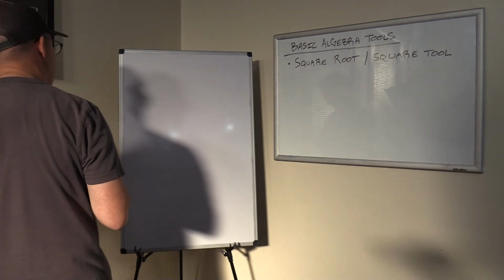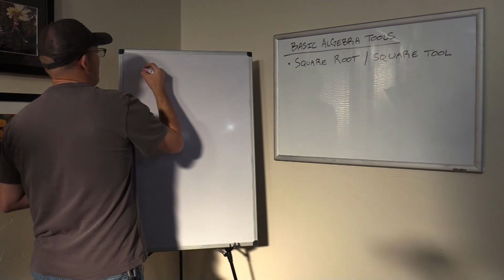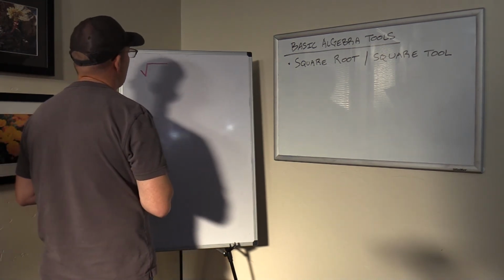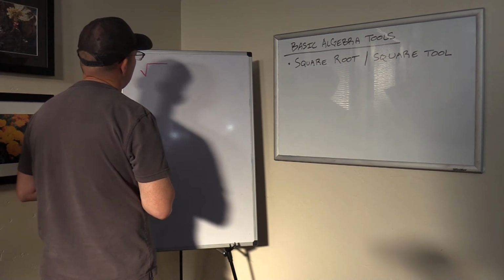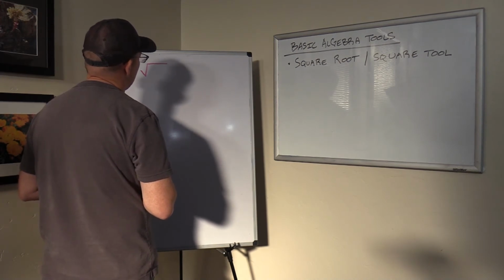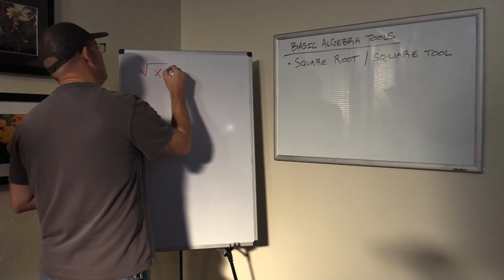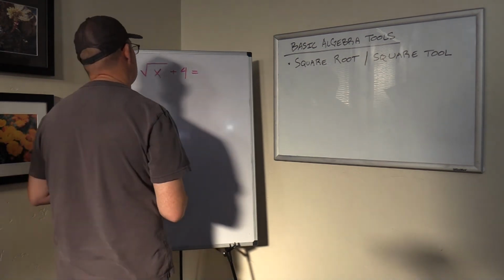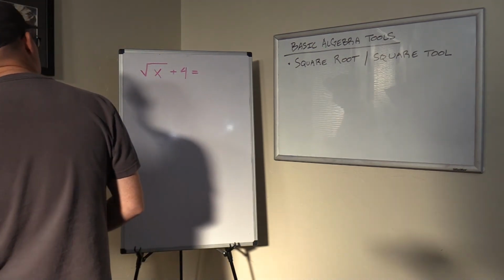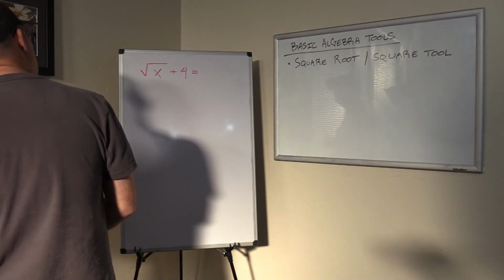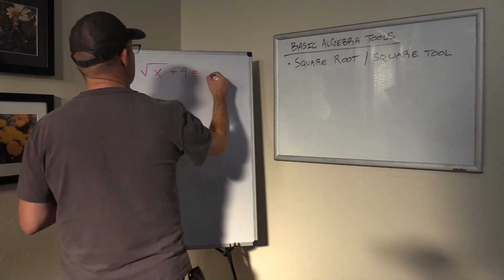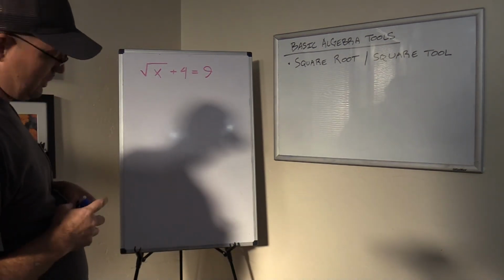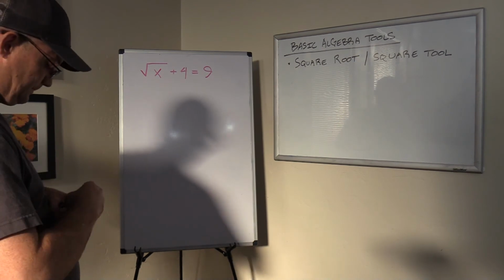Okay, so we're going to have the square root of x plus 4 is equal to, I got to think about this for a minute, is equal to 9. Okay, I think I did that right in my head. Okay, so let's try and solve for x now.